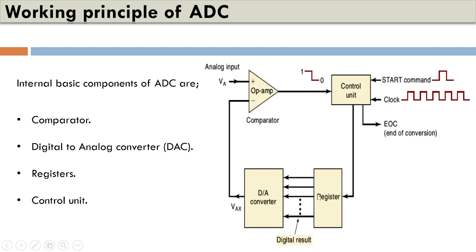And we have the control unit. Now the control unit is provided with some input signals like start, or the start of conversion input. Then we have the clock input and we have the end of conversion. So whenever an analog to digital converter finishes the conversion, it will generate an end of conversion.